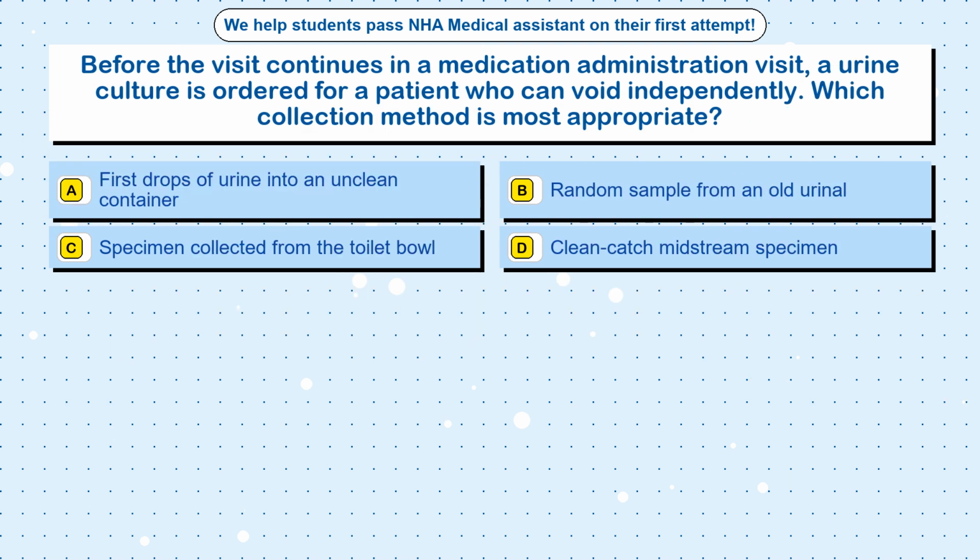Question 55. Before the visit continues in a medication administration visit, a urine culture is ordered for a patient who can void independently. Which collection method is most appropriate? Option A, first drops of urine into an unclean container. Option B, a random sample from an old urinal. Option C, specimen collected from the toilet bowl. Option D, clean catch midstream specimen.